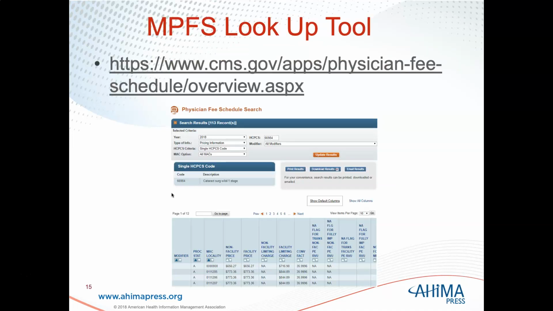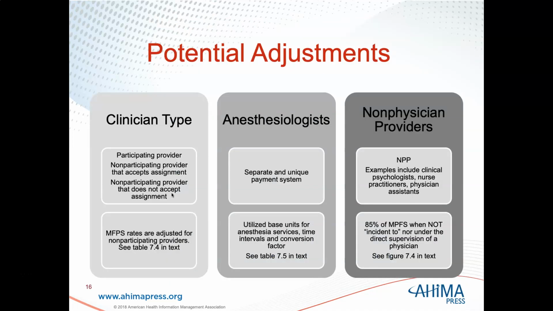There is a lookup tool that you can go out and use to help you figure all of this out. There are potential adjustments. Clinician type. Is the clinician participating or non-participating? And the rates are adjusted for non-participating providers. You can look in your book here. Table 7.3 versus table 7.4 will give you some examples there.